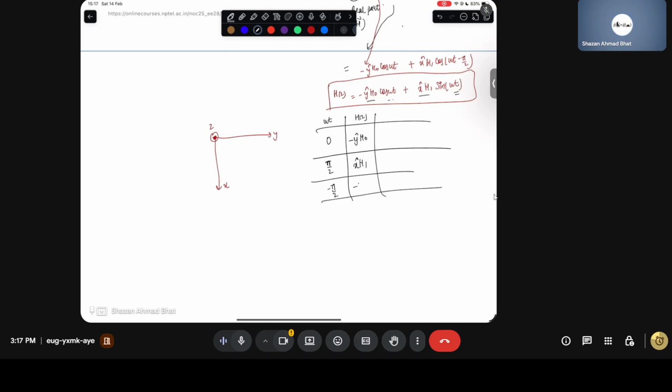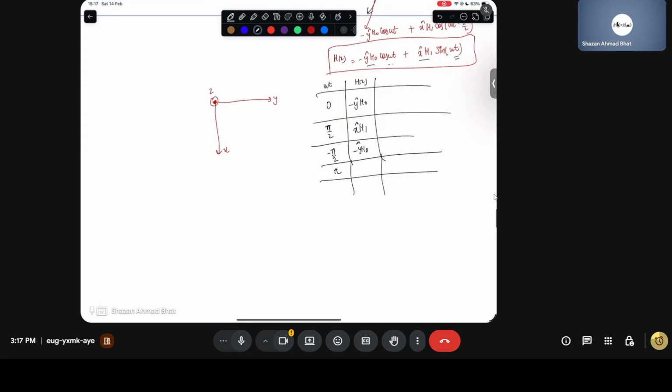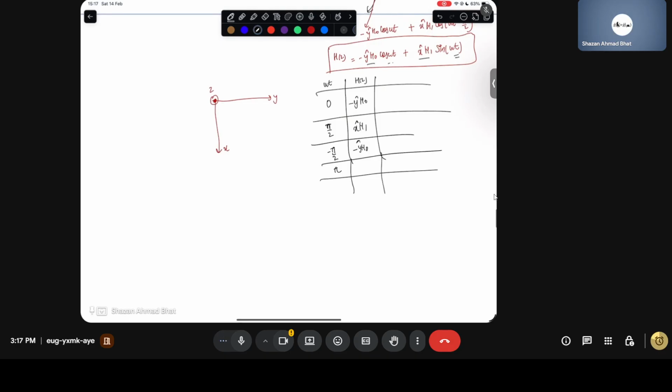It'll be minus y cap h naught, and this component will again go at, let's say, omega t equals pi. Cos pi is negative, so it'll be y cap h naught, and this sine pi is basically 0. And you can go so on and so forth. Now you have to draw it on this particular axis.